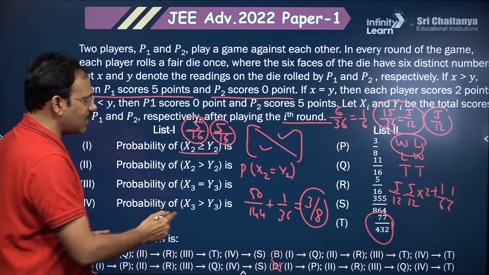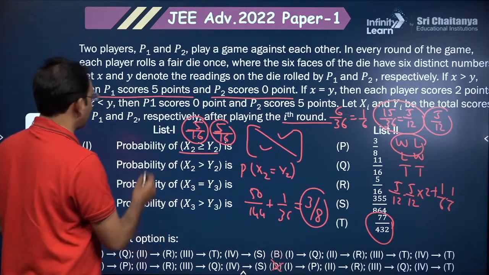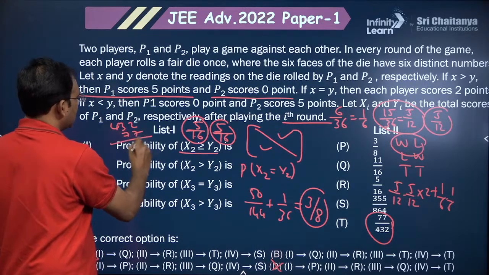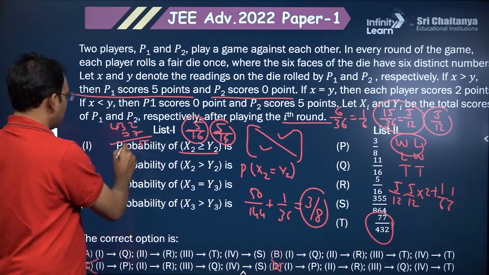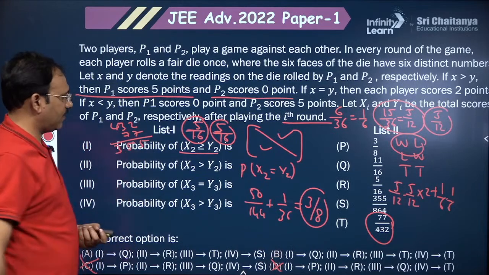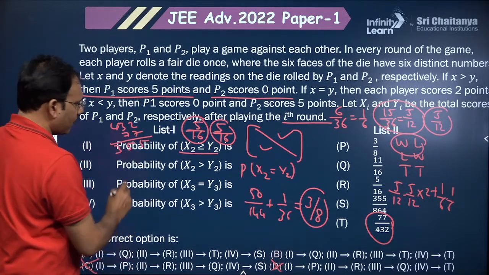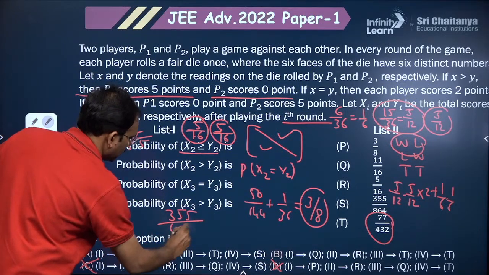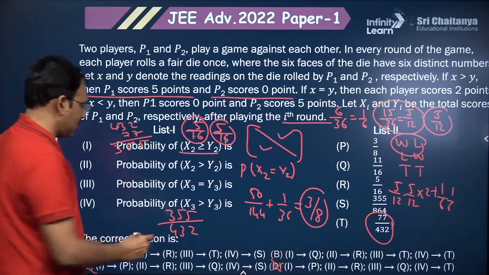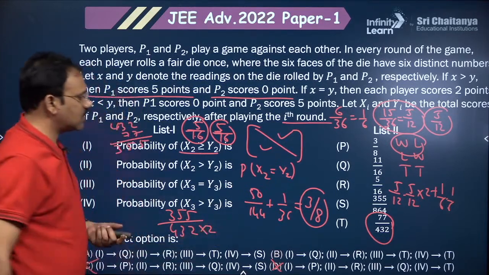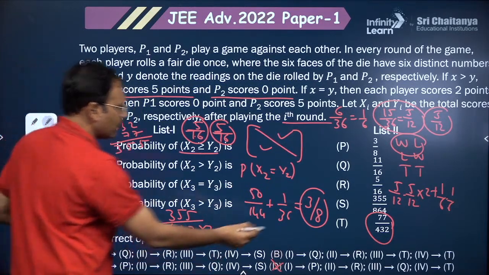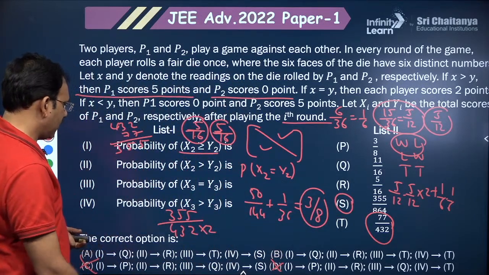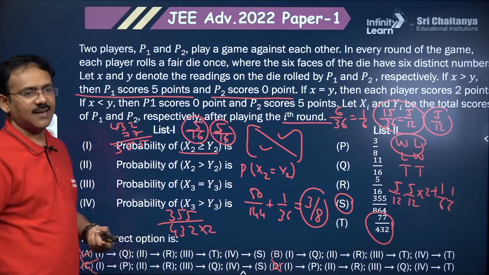So the remaining means 432 minus 77, this is going to be 355, right. So you will get 355 as the remaining part, 355 by 432, and you need to take half of this, into 2. So which is 355 by 864, S is the answer for this. So I can say option A is the right answer.